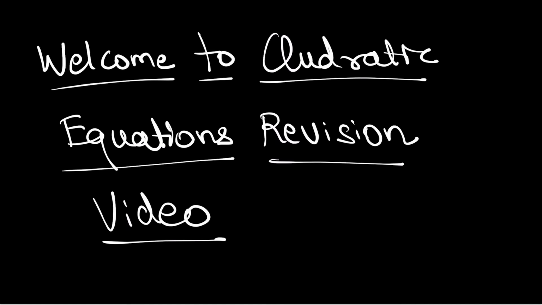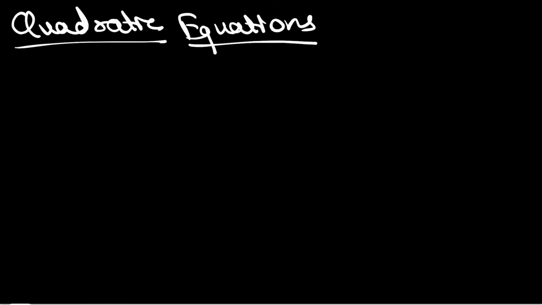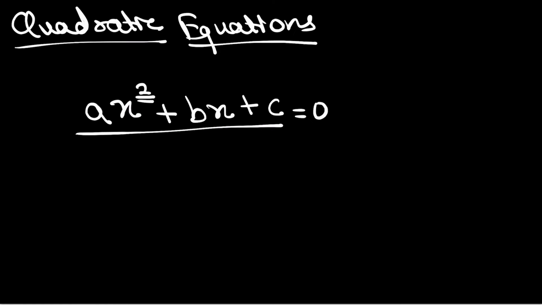Welcome to the Quadratic Equations revision video for CAT. Now, quadratic equations are basically second degree equations in x. When I say second degree equation, that means the power that the x variable will have is 2. The basic form of a quadratic equation is ax square plus bx plus c equals 0.